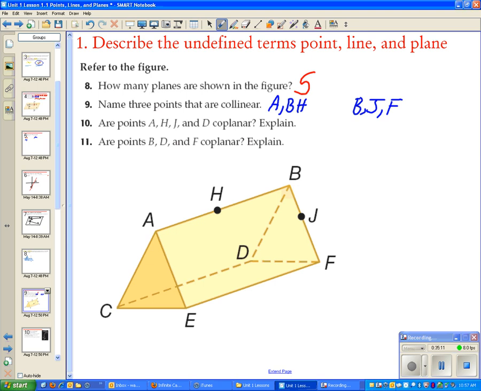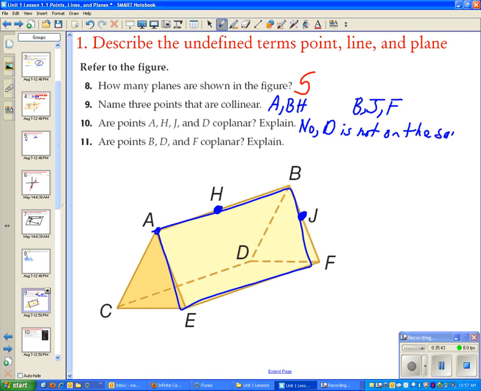Number 10, are points A, H, J, and D coplanar? There's A, there's H, there's J. They're coplanar. They're all in this rectangle right here, aren't they? And then there's D. Is D in that same rectangle? Nope, it's back behind it, isn't it? So, are they coplanar? No. And then explain. D is not on the same plane.